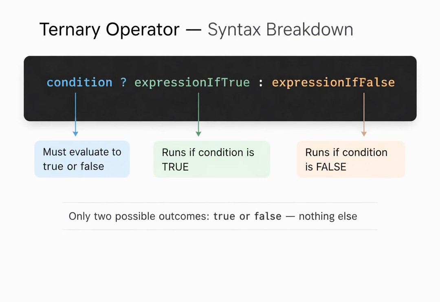Let's break down the syntax carefully. The ternary operator has three parts, which is actually why it's called ternary, meaning three. First, you write the condition. This condition must evaluate to either true or false.